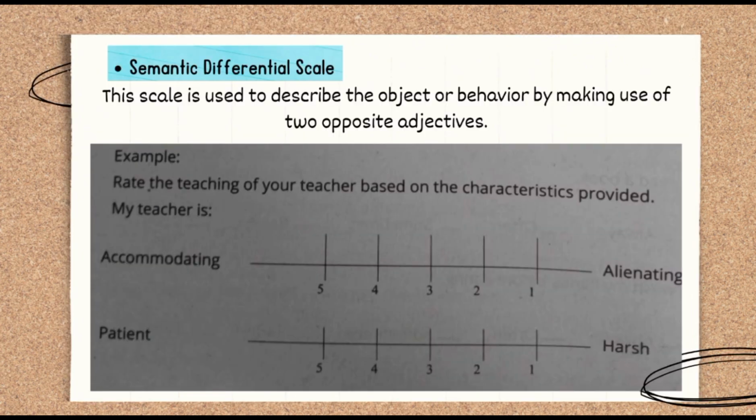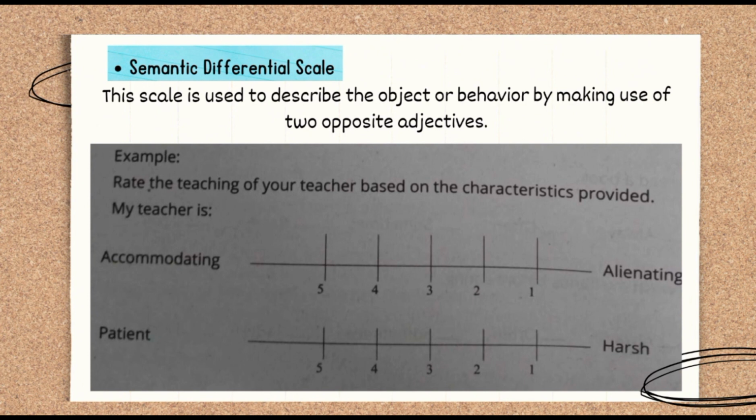Then let us proceed to the semantic differential scale. The scale is used to describe an object or behavior by making use of two opposite adjectives. So this is about how a person describes or observes a particular person with regards to that person's behavior. And here's an example: rate the teaching of your teacher based on the characteristics provided.